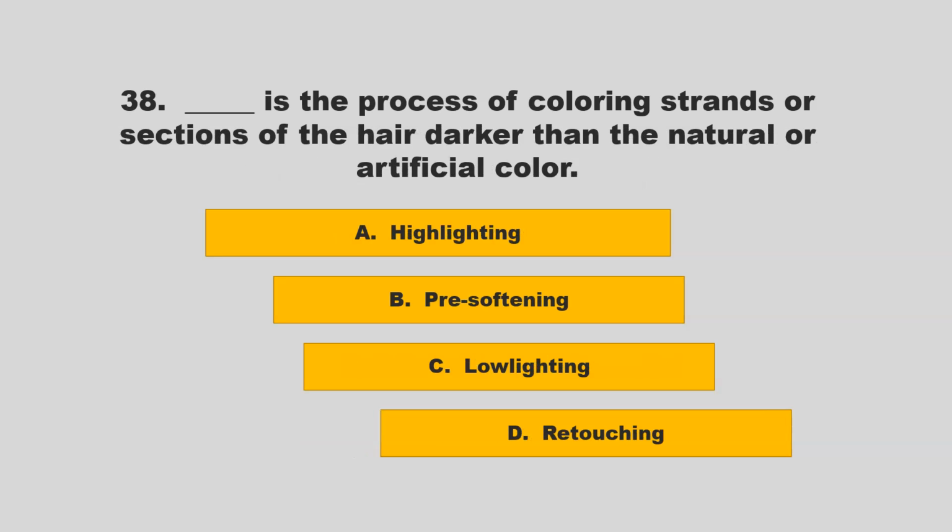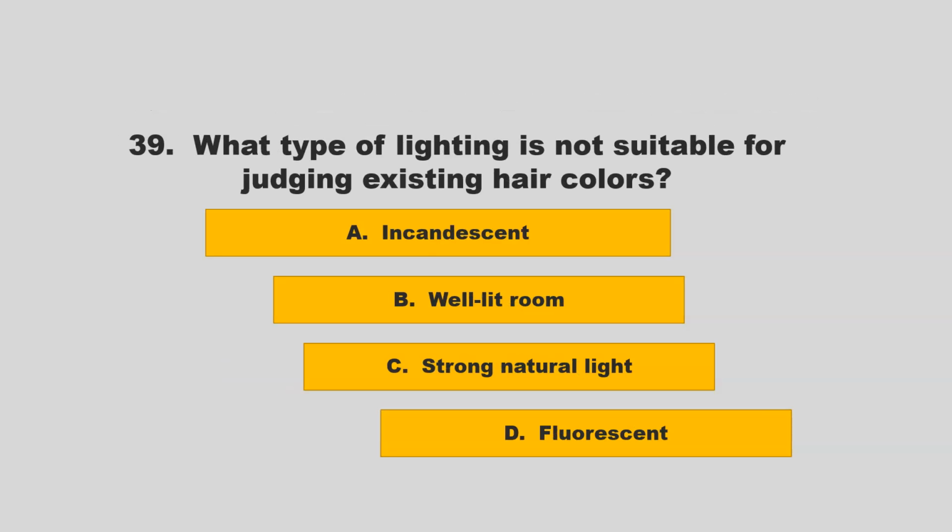Blank is the process of coloring strands or sections of the hair darker than the natural or artificial color. Is it highlighting, pre-softening, low lighting, or retouching? If you chose C, low lighting, you are correct.